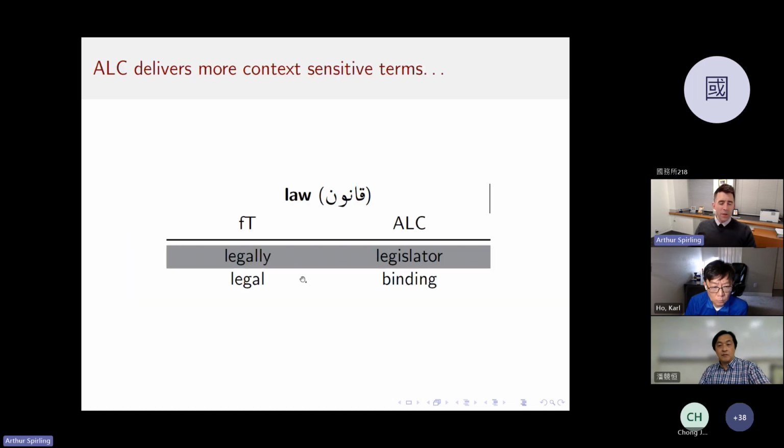One thing we'll just say in passing is that ALC, although crowd workers don't always like it, gives very context-sensitive terms. With something like fastText, if you just download it today, for a word like law in Arabic, it will say things like legally and legal, which are reasonable nearest neighbors, but ours are much more specific. They're things like legislator, binding. So it depends on what you want in terms of embeddings.